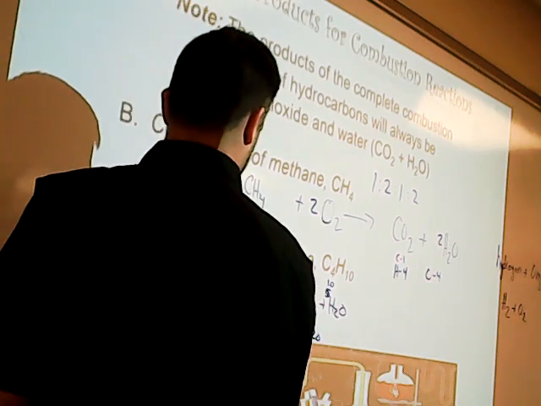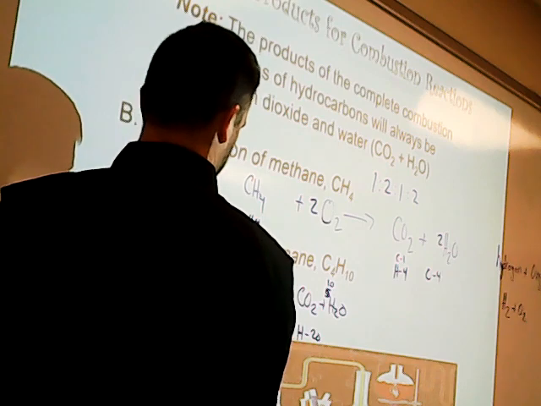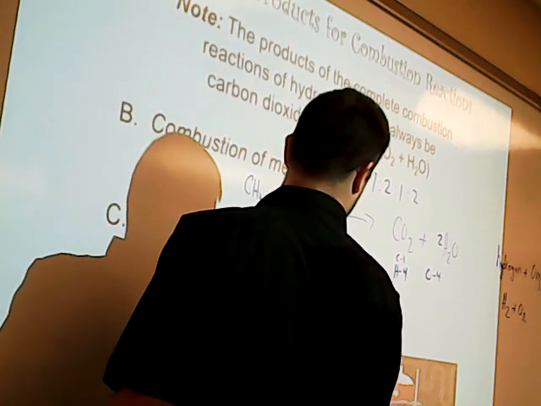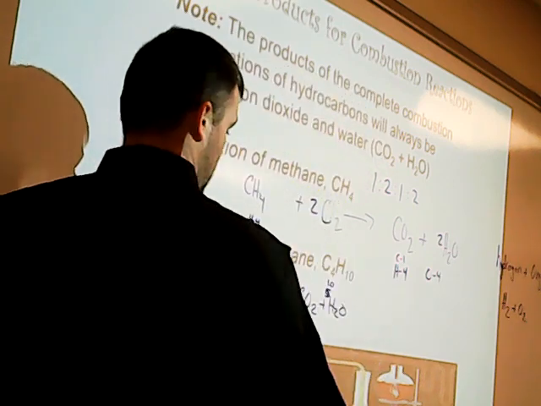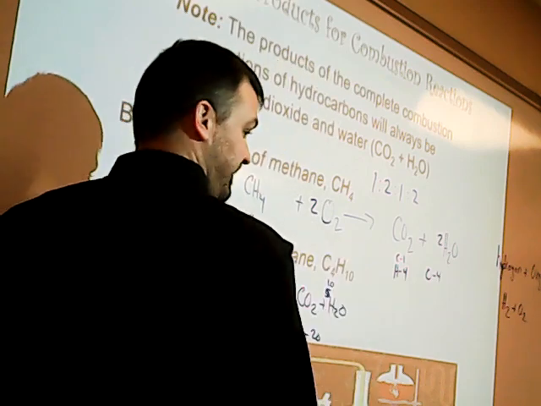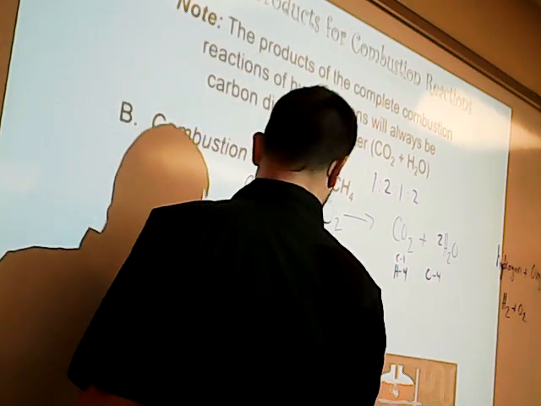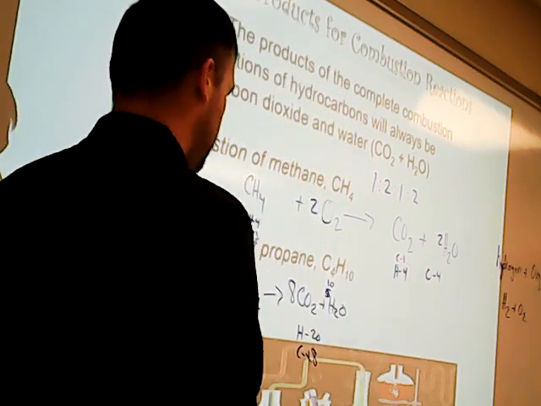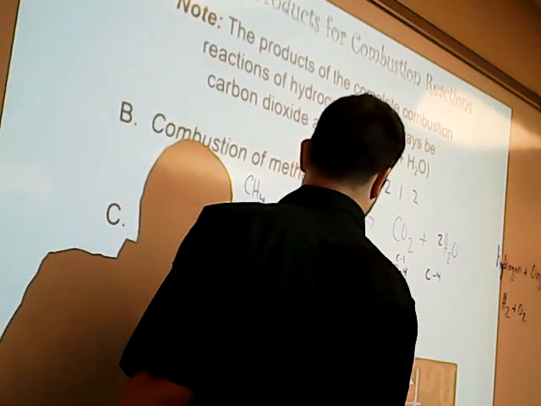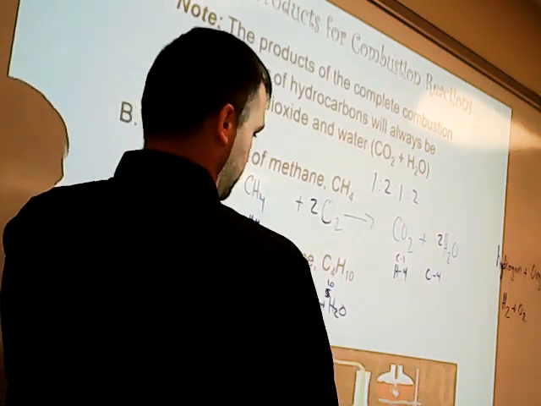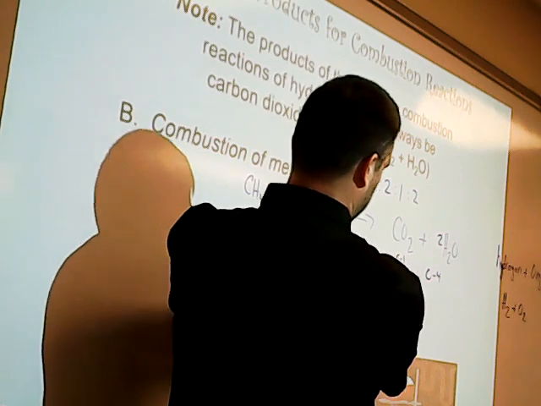If I look at my carbons now, I have 8 carbons. I have 1 carbon here right now. You gotta put an 8 coefficient. If I put an 8 here to fix that, which it does, now I have quite a bit of oxygens. 16 plus 10, 26.